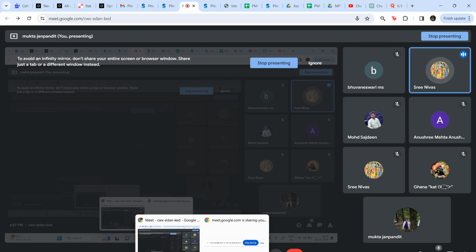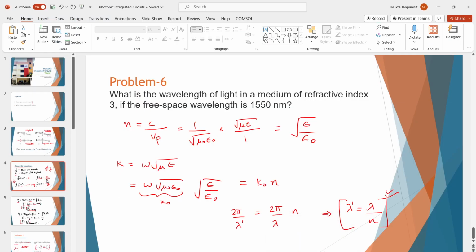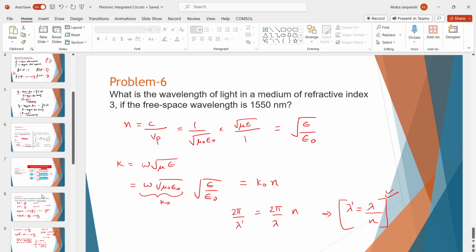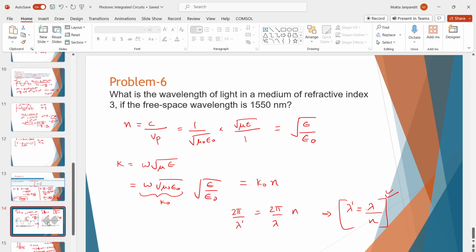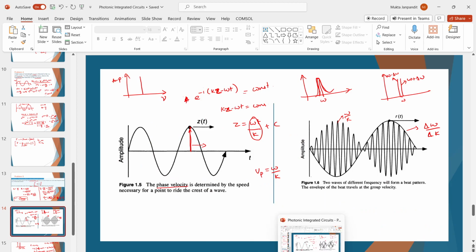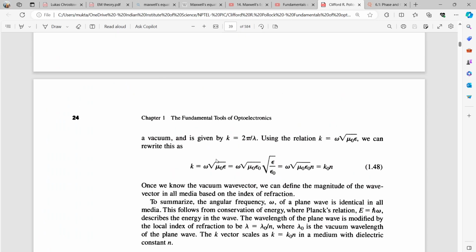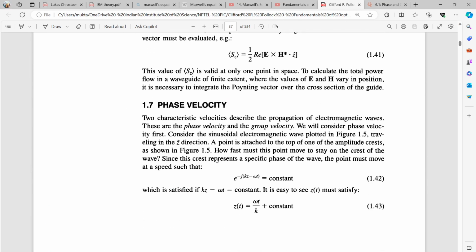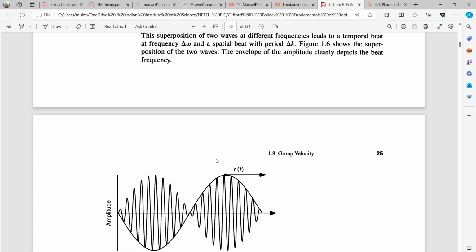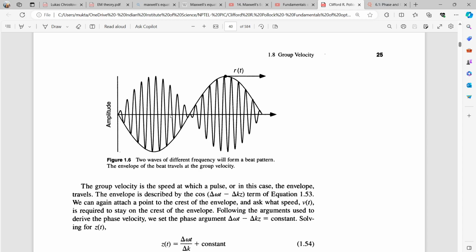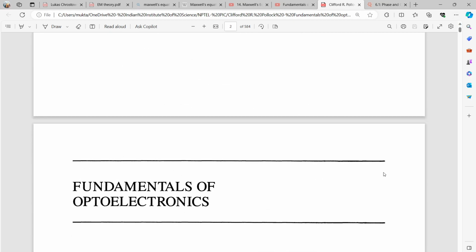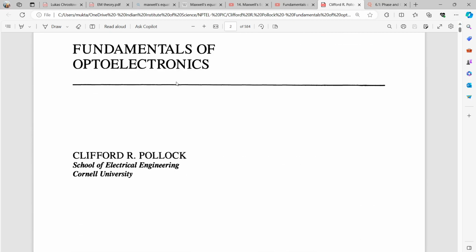From which book have you shown that group velocity phase velocity relation, ma'am? That beating of waves you have shown? Yes, that image, right? I took it from Clifford. Let me check once. Yeah, it was Clifford. It is there in one of the reference books: Fundamentals of Optoelectronics by Clifford Pollock. Okay, ma'am. Okay.